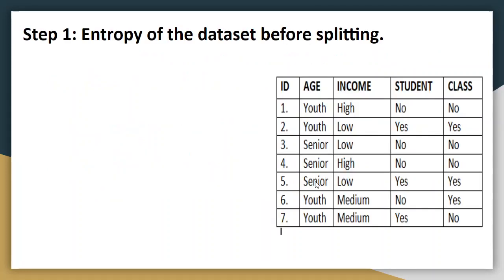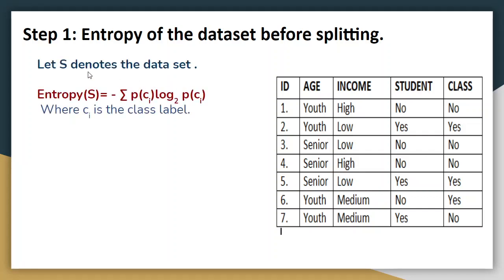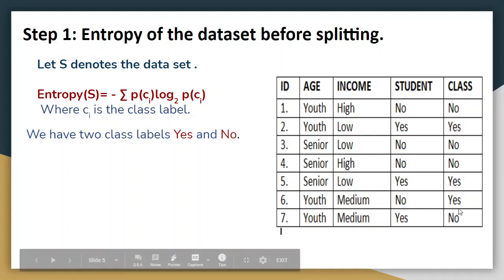So, following the first step, we have to calculate the entropy of the dataset before splitting it. We are given this dataset and let us assume that it is denoted by S. So the entropy of the dataset S would be minus summation of probability of class label i times log base 2 of probability of class label i. In this dataset, we have 2 class labels, yes and no. As you can see in the snapshot, the class labels are no, yes, no, no, yes, yes and no.